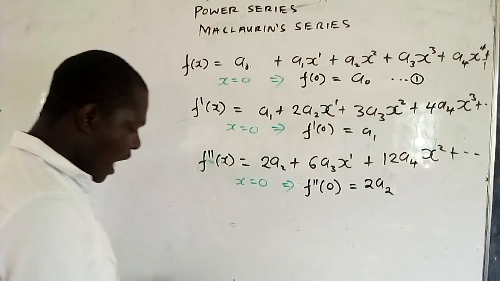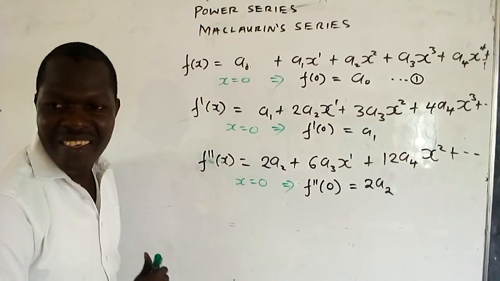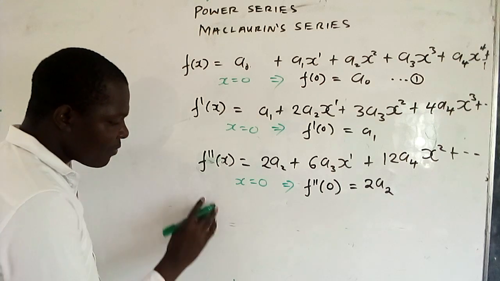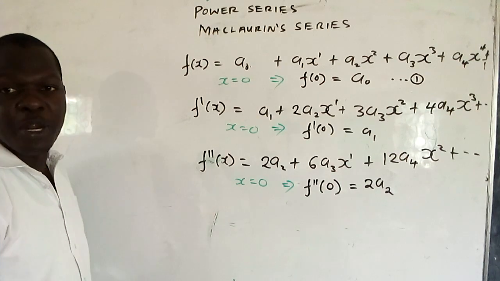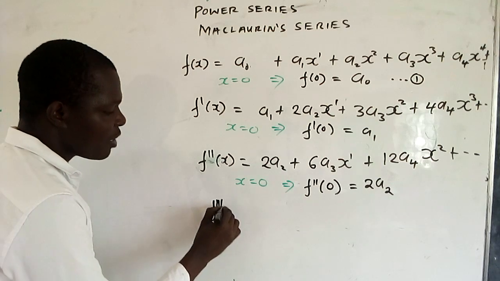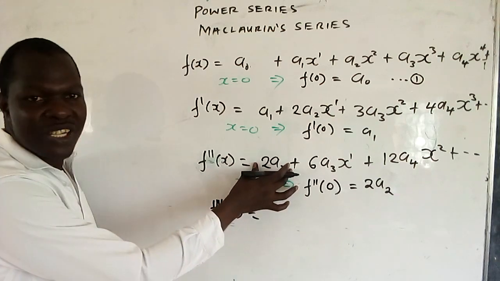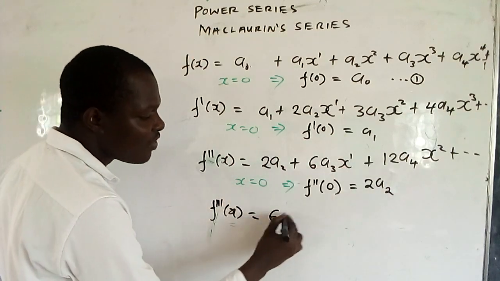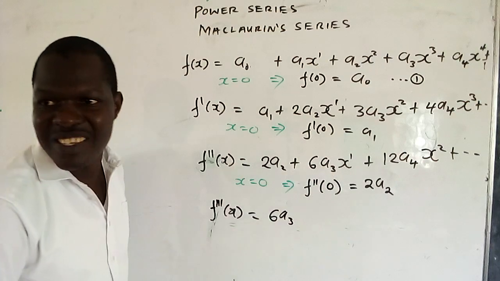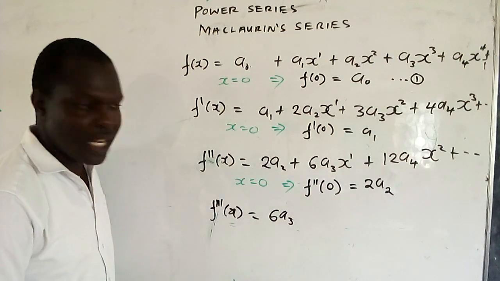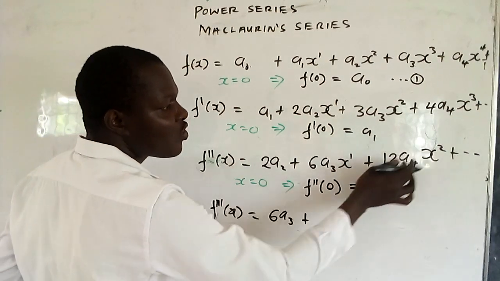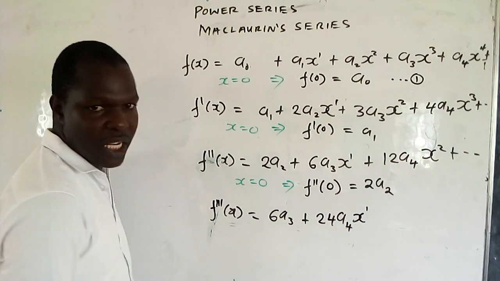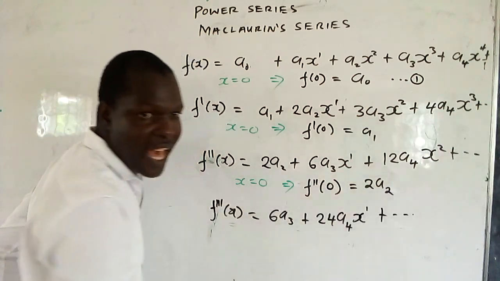To move on, now what about if we differentiate it for the third time? If we differentiate it for the third time, what do we get? F triple prime, isn't it? This is f triple prime of x. If you differentiate a constant, it becomes 0. Then if you differentiate 6a₃x, you remain with 6a₃, because x¹ will go back to x⁰, and anything raised to power 0 is 1. Then it is plus, if you differentiate this, 2 times 12a₄, 24a₄, then x to power 1 now, isn't it? Then plus until the end.